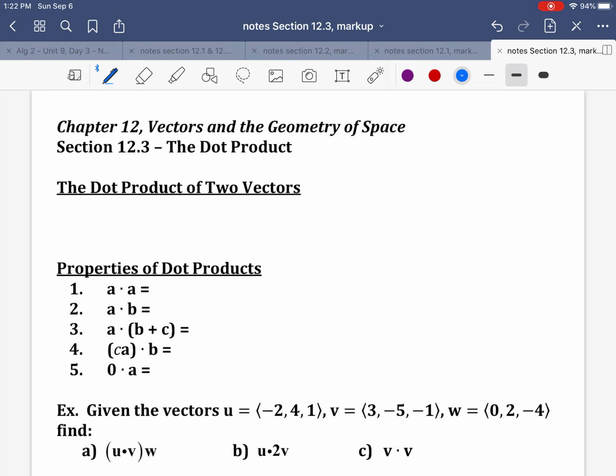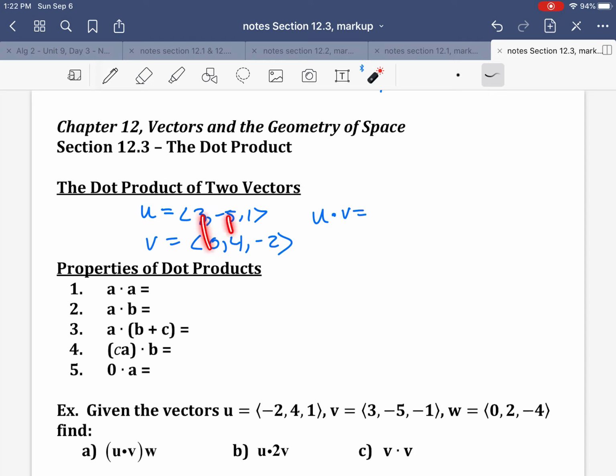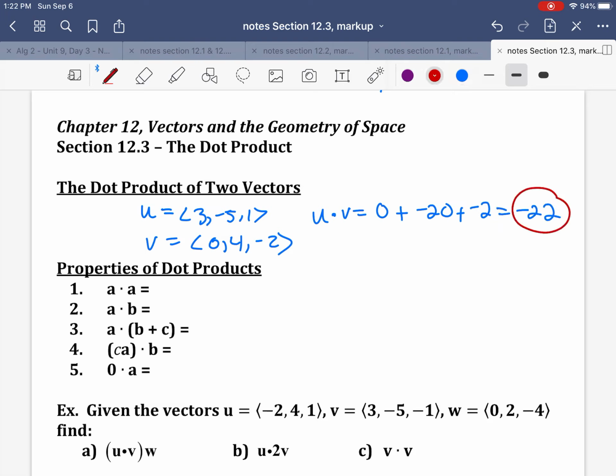All right, so first of all, the dot product of 2 vectors. So I'm just going to give you 2 vectors here. Vector u is 3, -5, and 1, and vector v is 0, 4, and -2. When you do the dot product of 2 vectors, you multiply the x's, the y's, the z's, and you add them up. And in doing that, you're going to get a number. So 3 times 0 is 0, plus -20, plus -2, so I get -22.